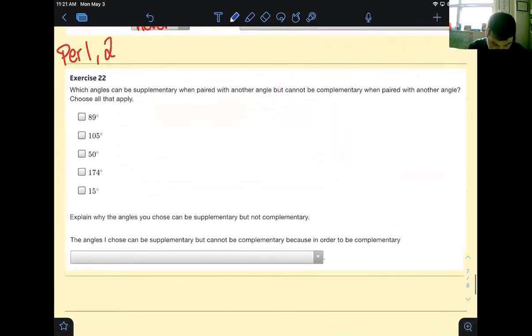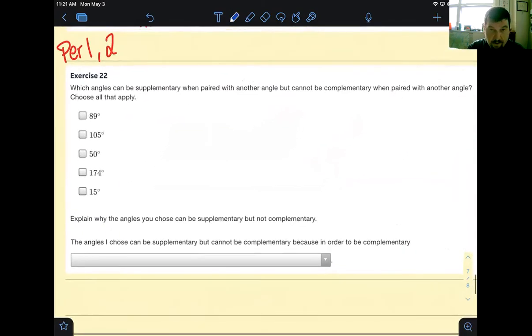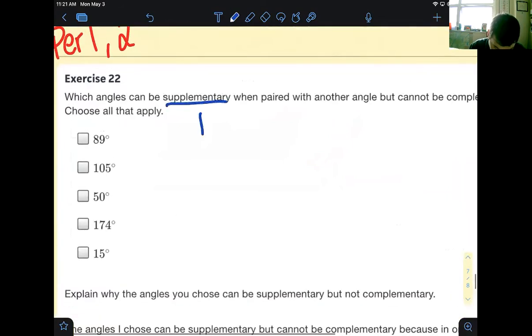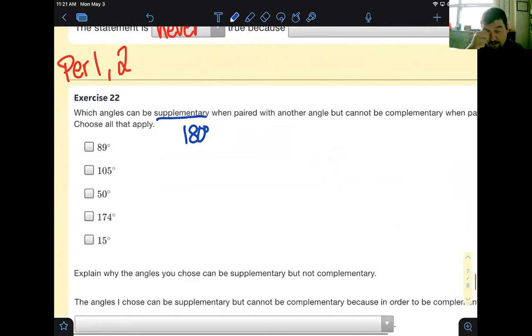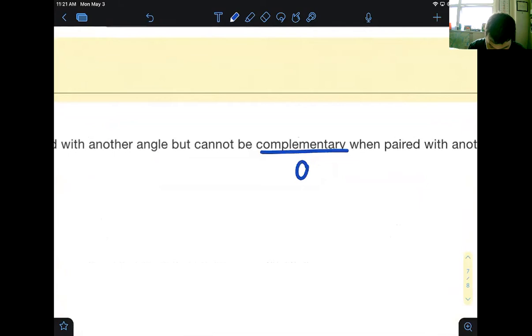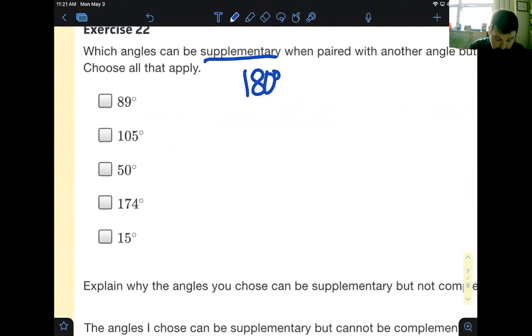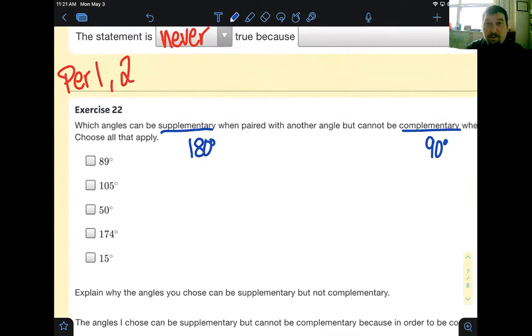Okay, on number 22, which angles can be supplementary when paired with another angle, but could not be complementary when paired with another angle? So to be supplementary means they're going to add to 180 degrees. Which of these angles, if I paired it with another angle, could add up to 180, but couldn't add up to 90? Well, what would make them not add up to 90? Well, if they were already too big. So if I look at this angle here, this 89-degree angle, I could add 1 degree to that and make it equal 90. I could also add something to it to make it equal 180. So this one's out of the question because I'm looking for angles that could be supplementary, but not complementary.